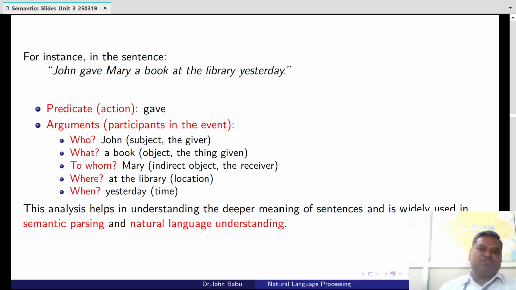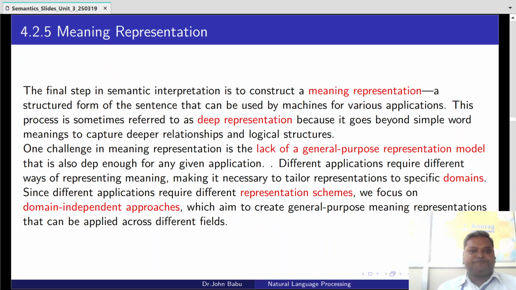Another sentence: John gave Mary a book at the library yesterday. The predicate is the verb, the action, gave. What are the arguments? Who? John, the subject. Book, the object, the thing given. Mary, the indirect object, the receiver, to whom. Where, the library. When, yesterday. This type of analysis is known as predicate argument structure analysis. This is very much useful in semantic parsing.